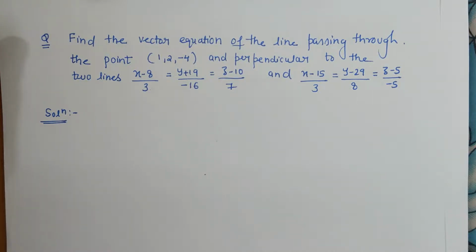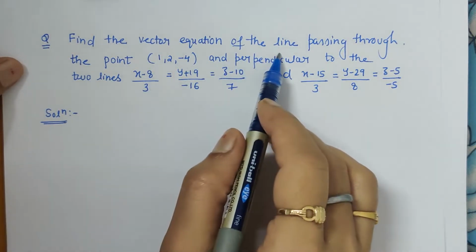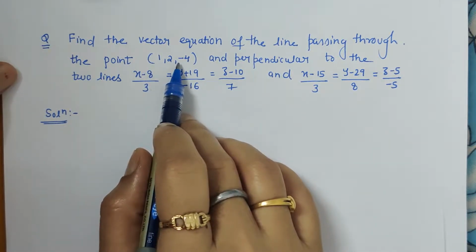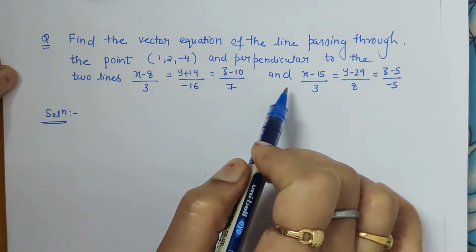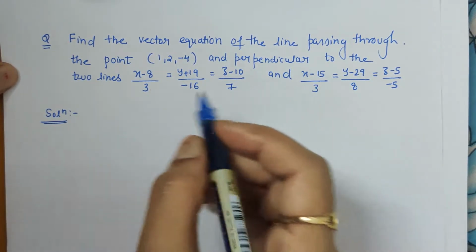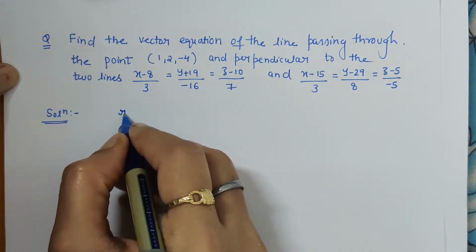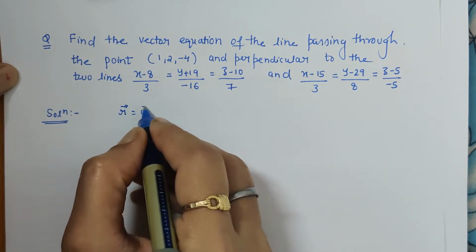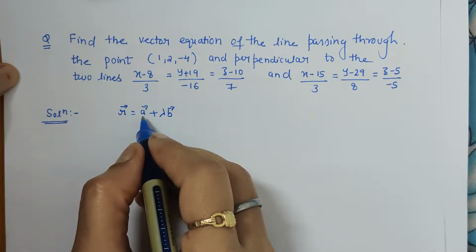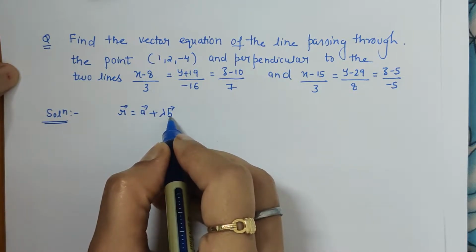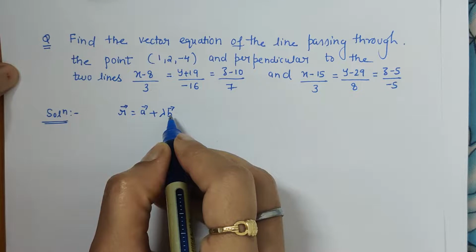Friends, in this question we have to find the vector equation of the line passing through the given point and perpendicular to the two lines given to us. For any line, the general form of the vector equation is r vector equals a vector plus lambda times b vector. Here a vector is the position vector of the point through which the line is passing, and b vector is the vector parallel to the line.